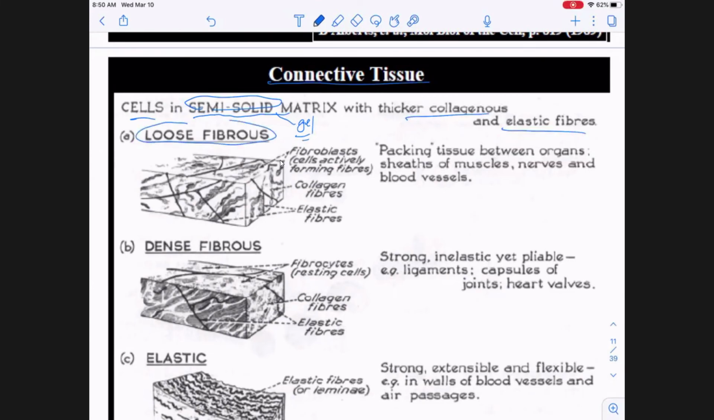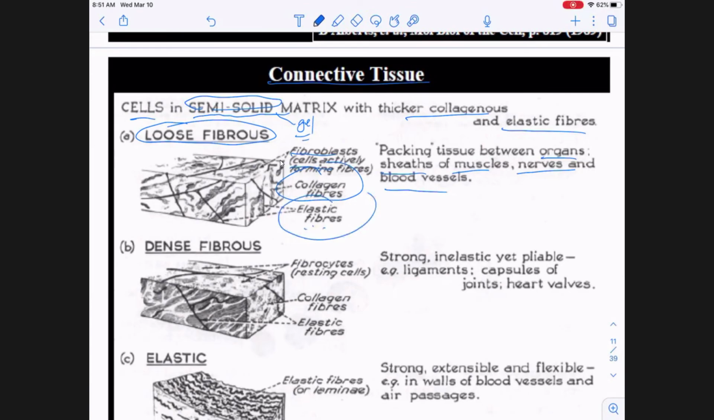So we have loose fibers, the packing tissue between organs, that shares the muscles, nerves, and the blood vessels. So this is loose fibers, if we compare to the cartilage, which we will talk about. The fibrous fibroblast cell activity forms fibers, collagen fibers, and the elastic fiber.